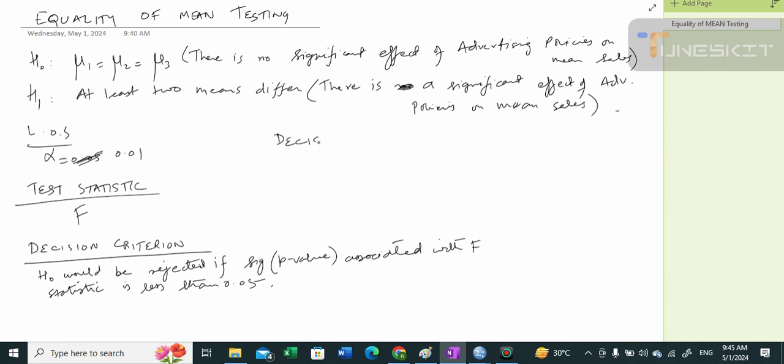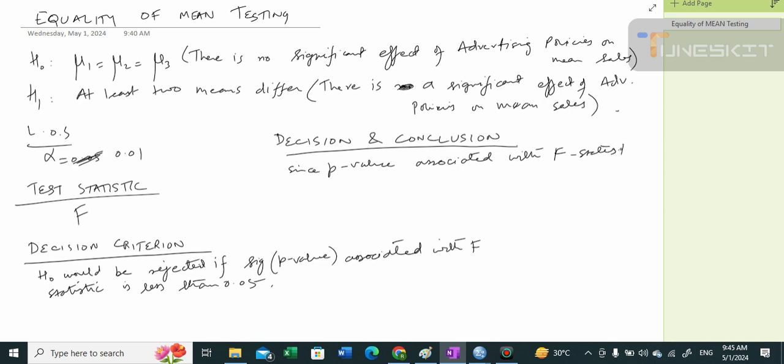Now, decision and conclusion. Since p-value associated with F statistic is less than 0.05, therefore H naught is rejected, and it can be concluded that at least two means differ, or there is a significant effect of advertising policies on main sales.